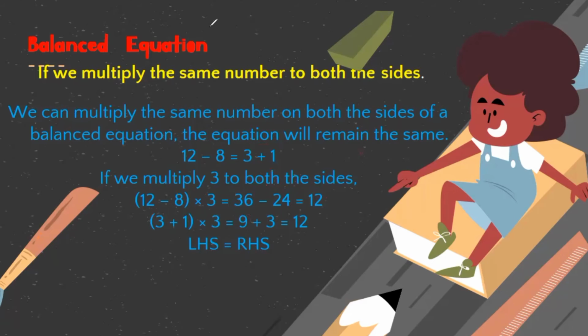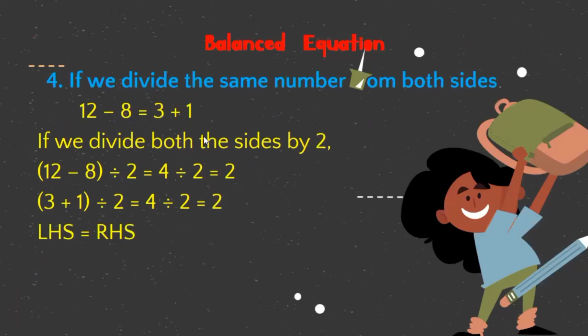Similarly, if you divide both sides of a balanced equation by a number, the new equation will also be a balanced equation. Like 12 minus 8 is equal to 3 plus 1. This is a balanced equation, because 12 minus 8 is equal to 4 and 3 plus 1 is equal to 4. 4 is equal to 4.